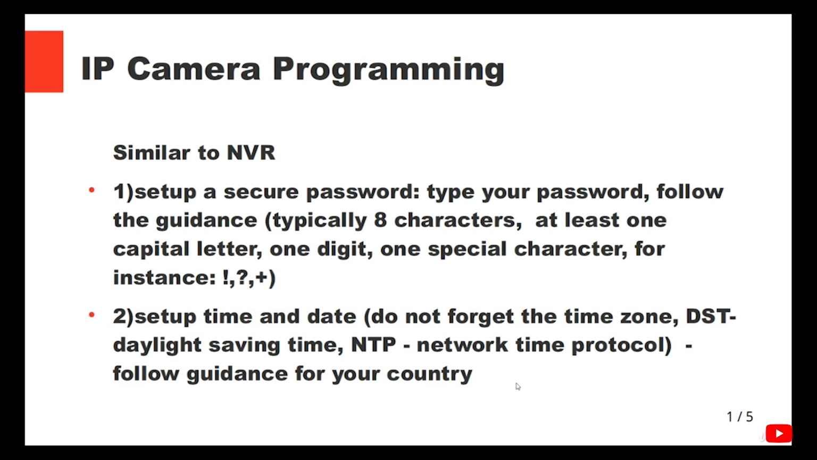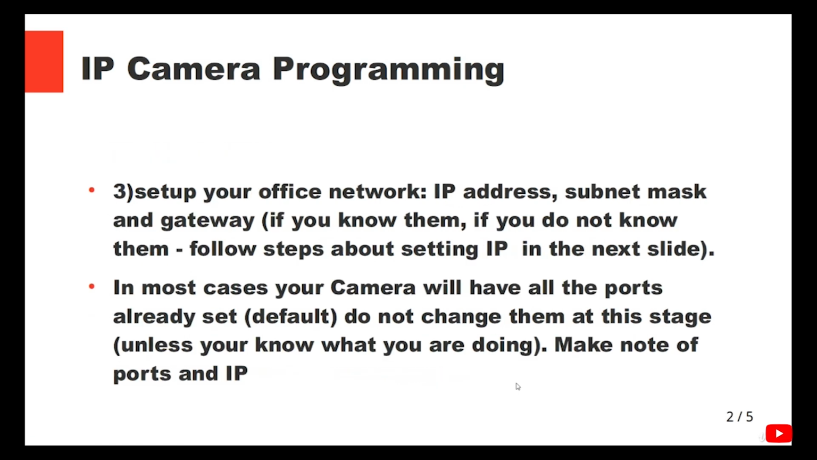I didn't say what the network time protocol is, but it's basically the address where the camera can synchronize the time. It's important, and typically I set it for 60 minutes, so every 60 minutes the camera can connect and synchronize the time. Then you set up your office network, IP address, subnet mask, and gateway. If you know them, good. If you don't know them, follow the steps about setting IP.